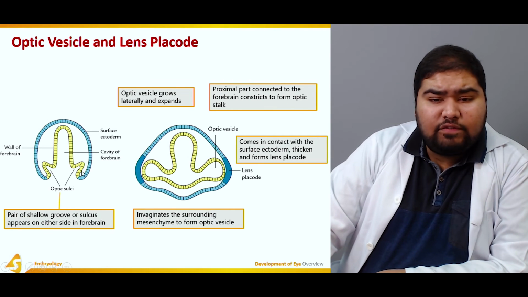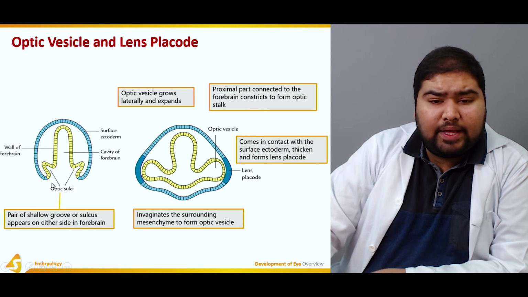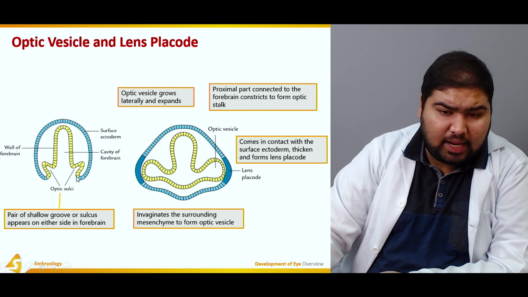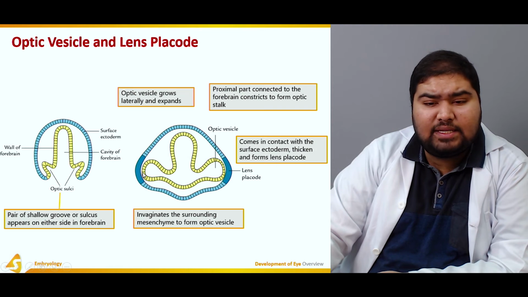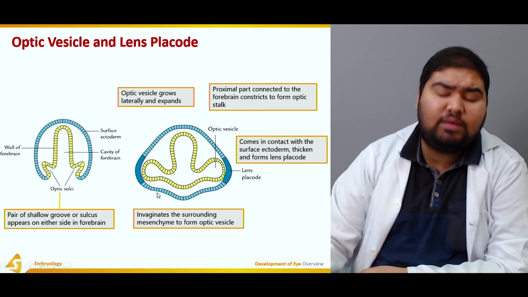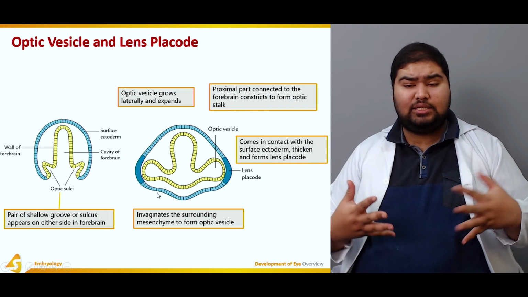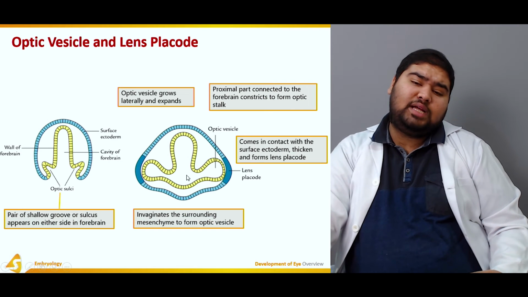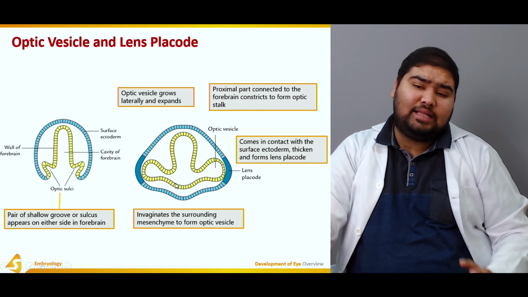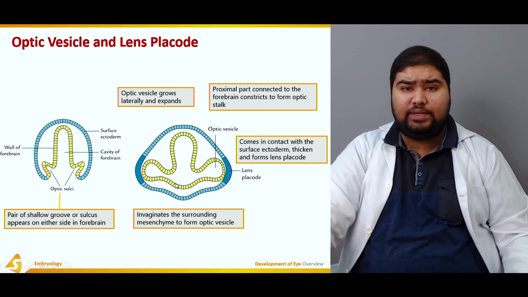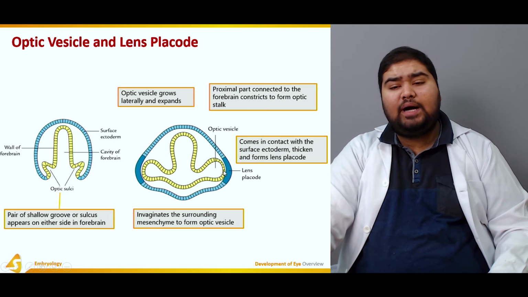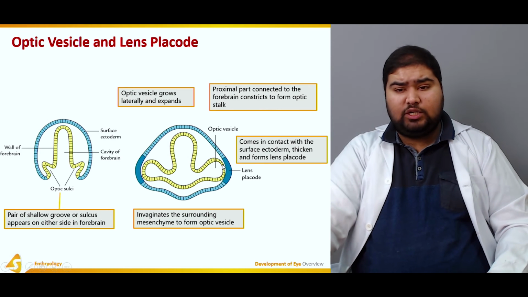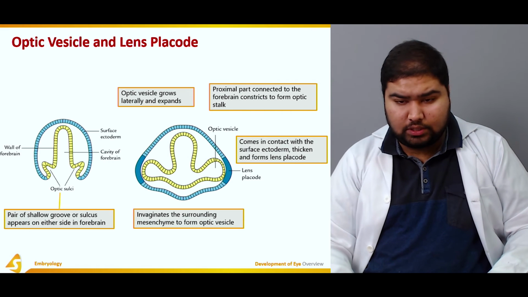Recapping it again, first of all, optic sulci appear as paired growths on each side of the developing forebrain. These optic sulci invaginate the surrounding mesenchyme. They move laterally and enlarge in size. Now the proximal part, which remains in contact with the developing forebrain, narrows or constricts to form the optic stalk. The distal part comes to lie in contact with the surface ectoderm and induces the formation of the lens placode.